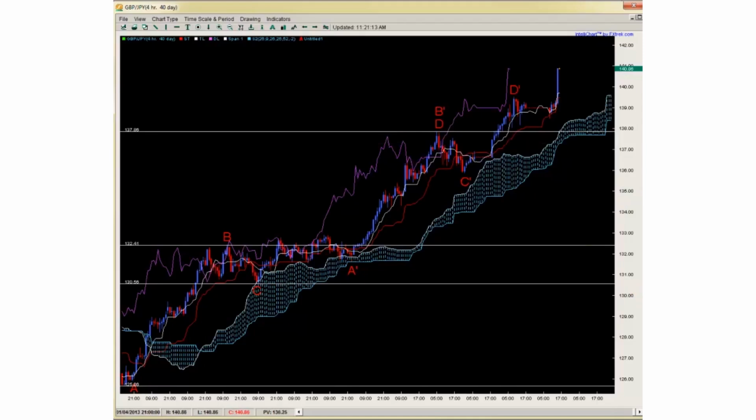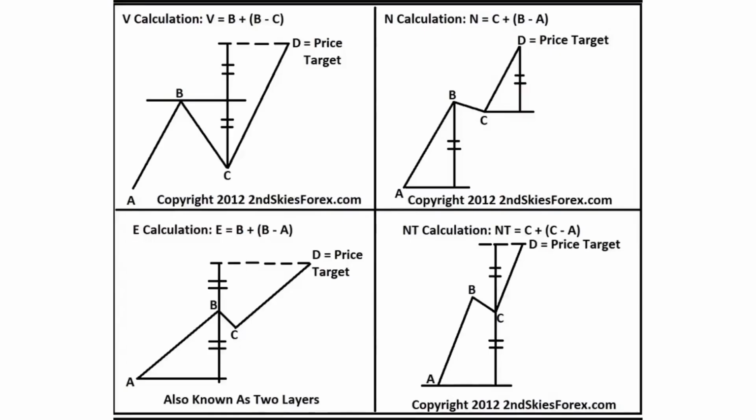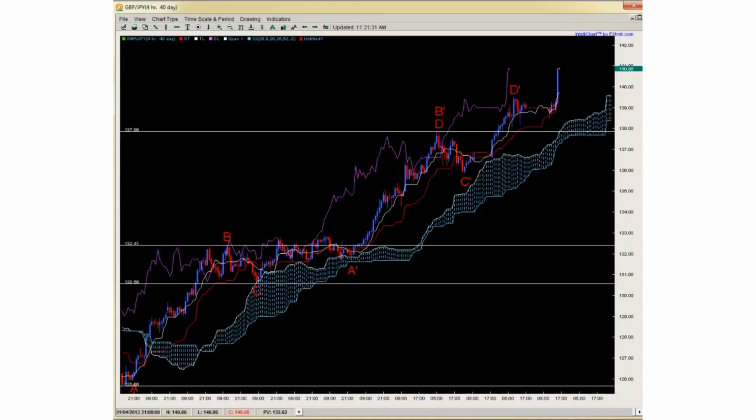Let's do the other calculation, which is the E calculation. And just to show you real briefly what that is, the E calculation is we have to subtract A from B and add that to B. So let's go back through the math again. And so we're going to do 130.56 minus 125.66. Wait a minute, that's not right. Sorry, that's C. My apologies.